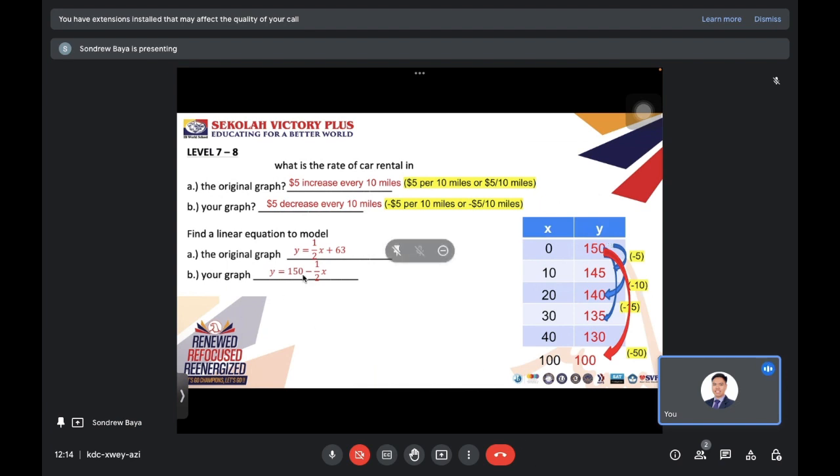Okay? Now, normally, we write x first. So the one with the variable, we write it first. And the one without, which we call the constant, we write it at the last. So we can actually revise this following that format, writing it as negative 1/2 x plus 150.